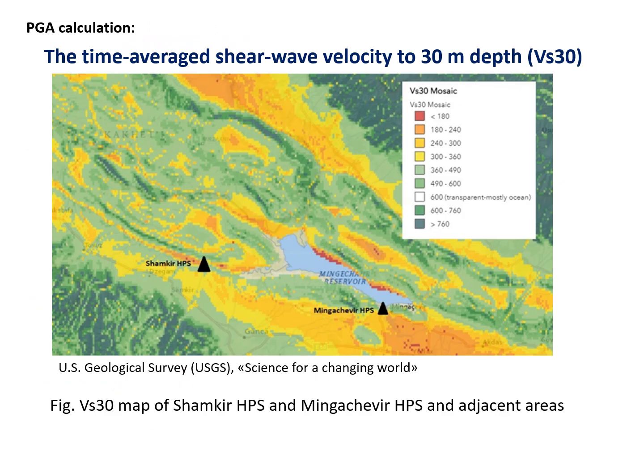To apply the equivalent linear approach of ground response analysis, we created simplified models of the upper 30-meter layers for the Shamkir hydroelectric power station and the Mingachevir hydroelectric power station. The slide shows a map of the average ground shear wave velocity of the upper 30-meter layer. Already from this map, we can identify vulnerable low-velocity areas.